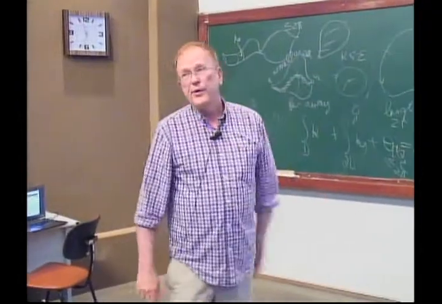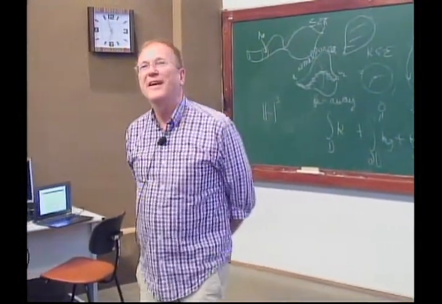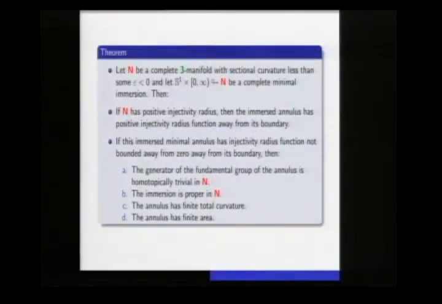And then proper, why are you proper? So let's see. Why is the immersion proper if its injectivity radius function is 0? If you go to infinity, you have these short curves, why is the annulus automatically proper?